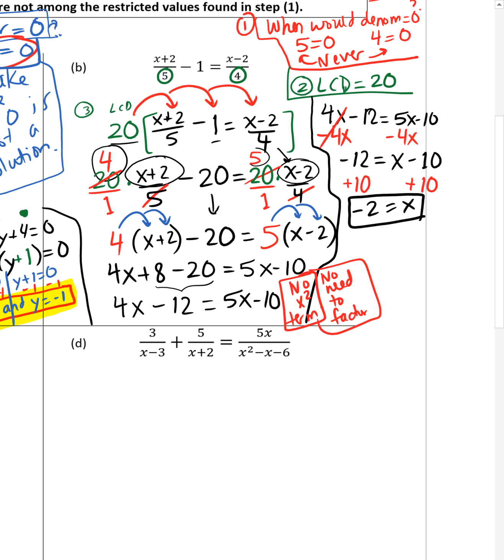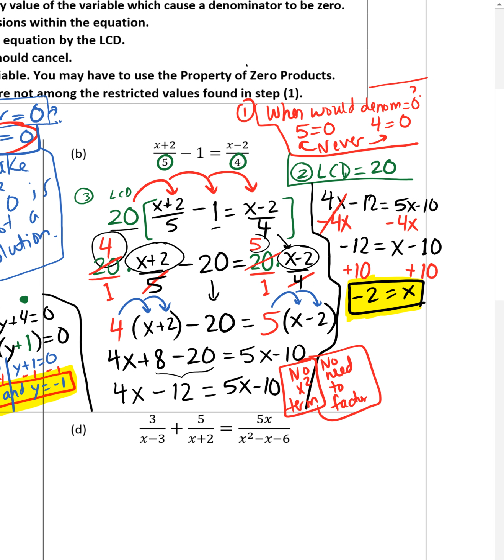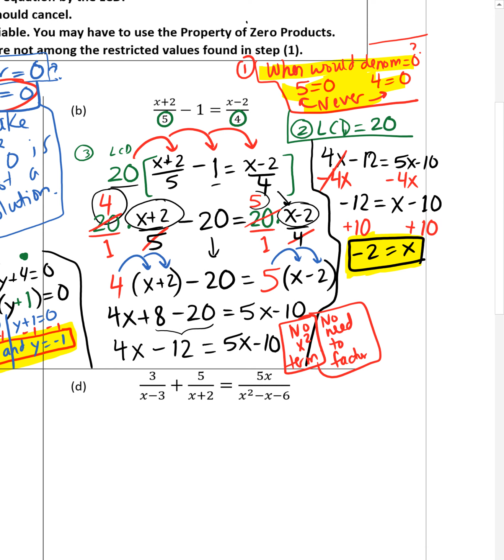So you notice in the last example we got 2 solutions, and this one we only got 1. That's fine. Sometimes you'll get 2, sometimes you'll get 1, sometimes you'll get 3, if you're unlucky, I guess. That must mean it's a really complicated problem. And I should at this point go back and say, in step 1, what value or values of x did I have to throw away? But I remember there were none, right? There are no values of x that I have to throw away, so x equals negative 2 must be a good solution.